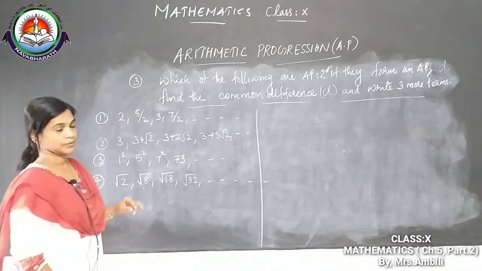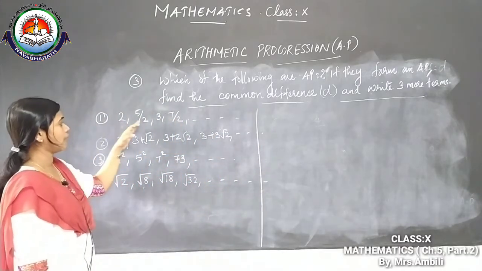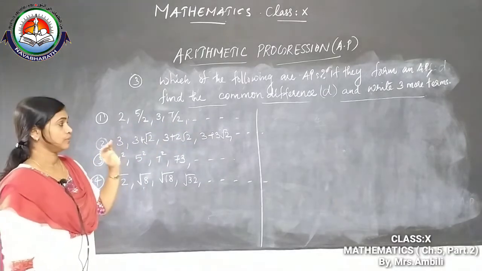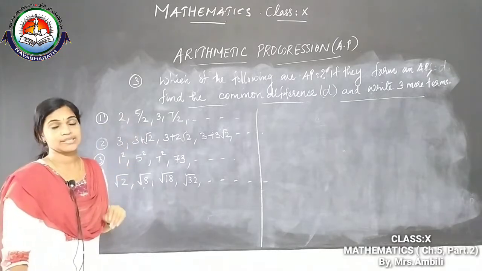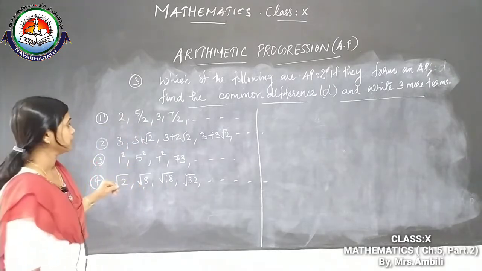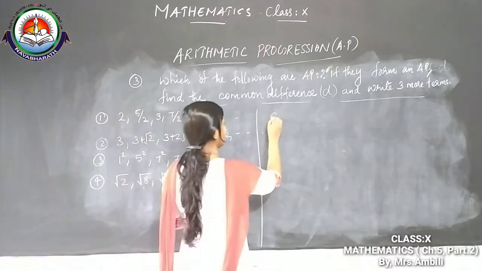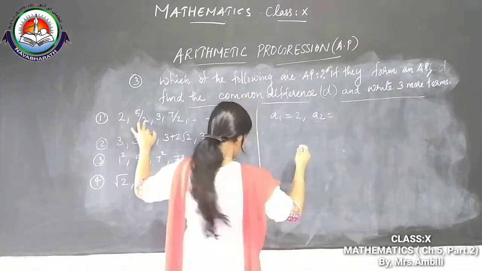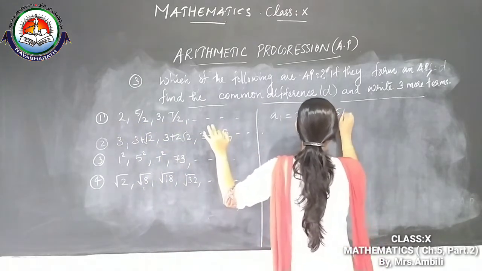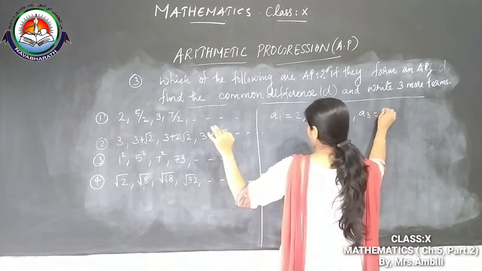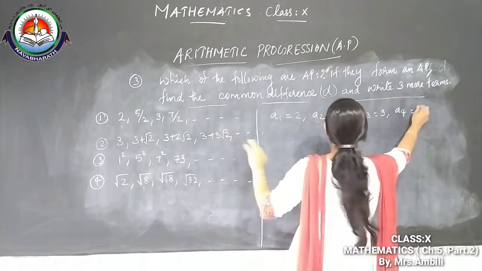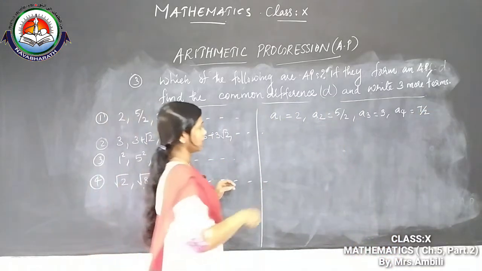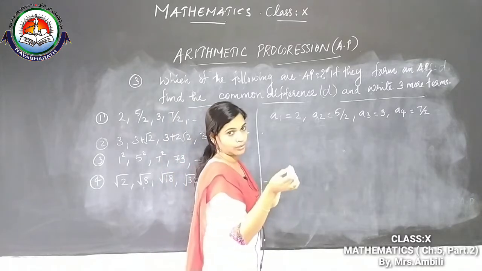Come to our first question. What is our first question? 2, 5 by 2, 3, 7 by 2, etc. So, our first step, we need to check whether it is an AP or not. Okay. So, what is A1 here in our first question? A1 equal to 2. What is A2? A2 equal to 5 by 2. What is A3? 3. What is A4? 7 by 2. Clear?